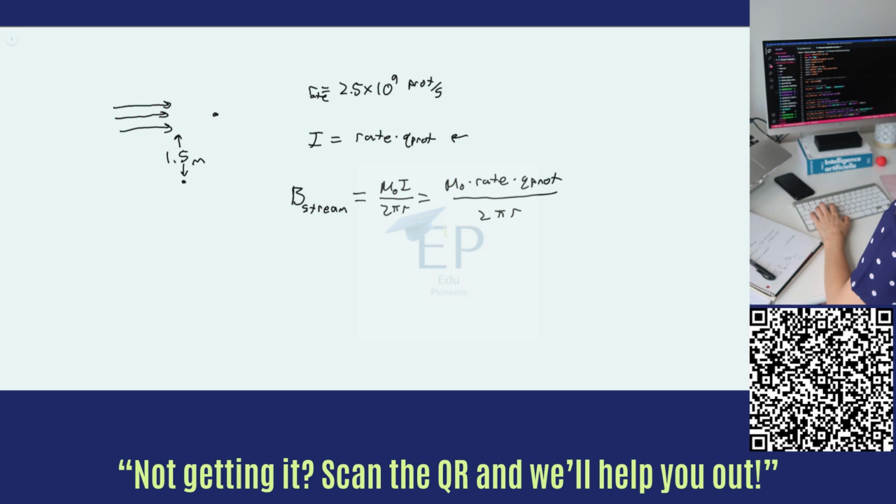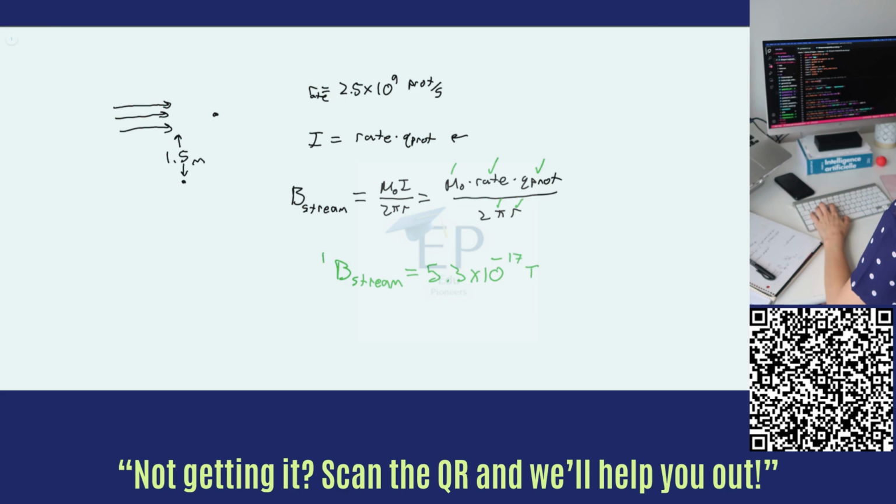And now we should check and see if we have everything. We have the rate that was given. The charge of a proton is pretty well known, and this is 4 pi times 10 to the minus 7. Luckily we have pi, and we have the distance r, which is 1.5 meters, that we want to measure the magnetic field at. So we can plug everything in and get that the magnetic field from the stream is 5.3 times 10 to the minus 17 Tesla.